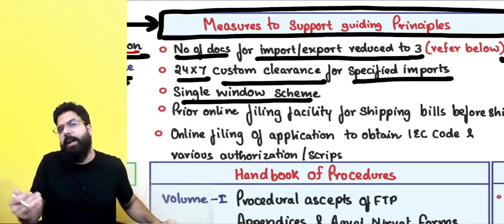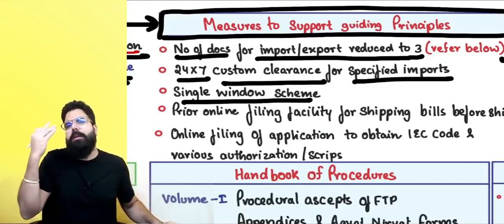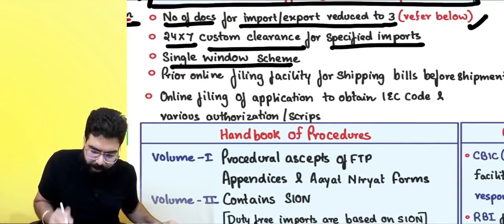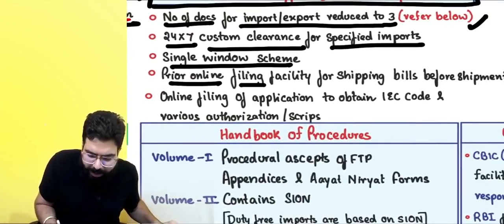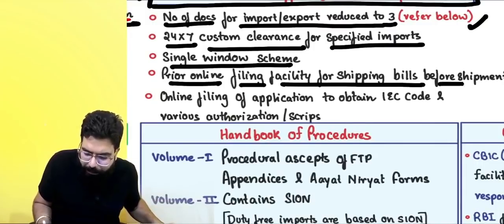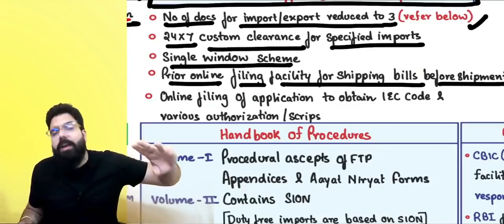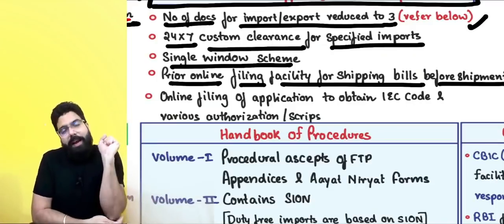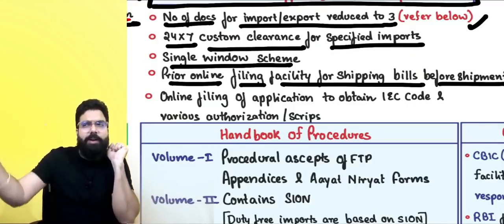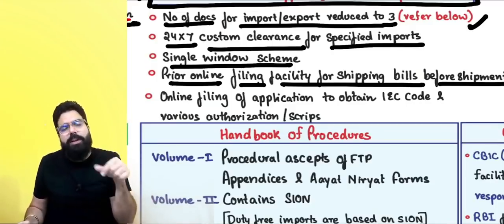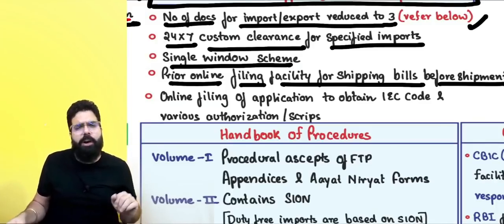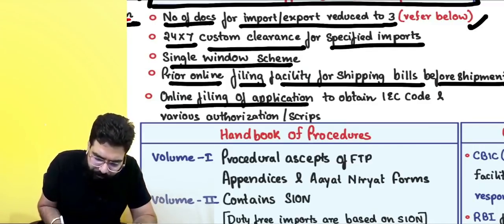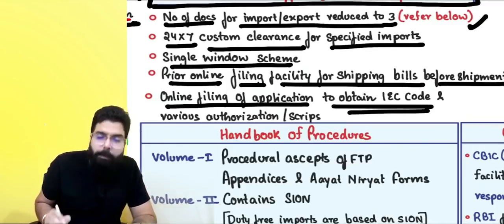So that's a guiding principle. They are taking one more step. Okay, sir, prior online filing facility for shipping bill before shipment. Before shipping, you can get your shipping bill filed, take your export order and be ready. Whenever any ship is ready, you can put the goods in the ship and send. So they are telling prior online facility is now being launched, so that at the last moment you don't have to run here and there.